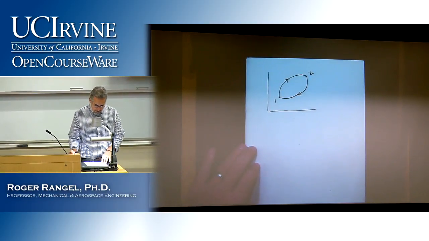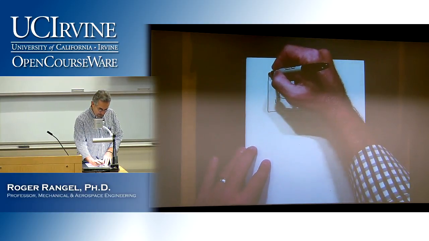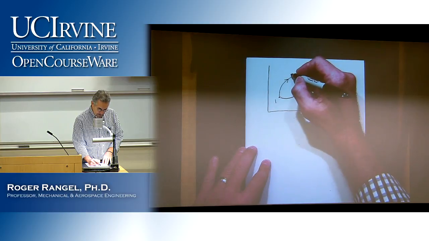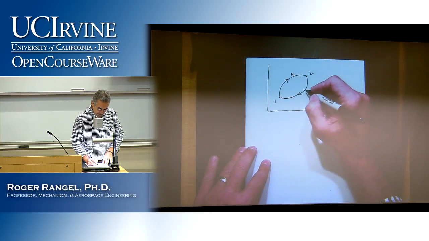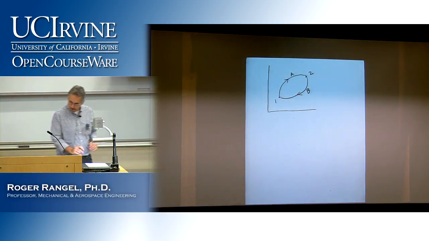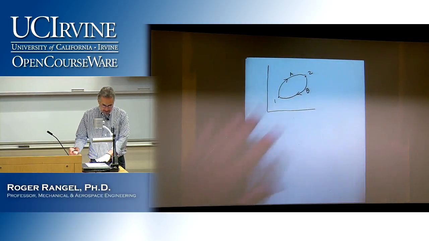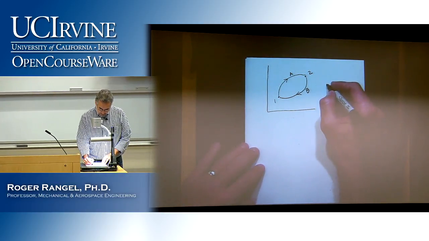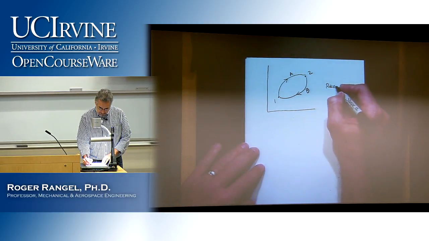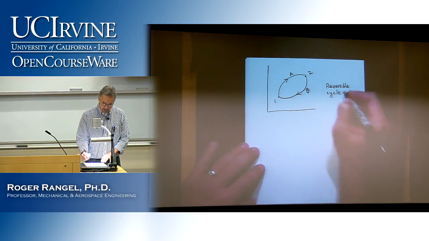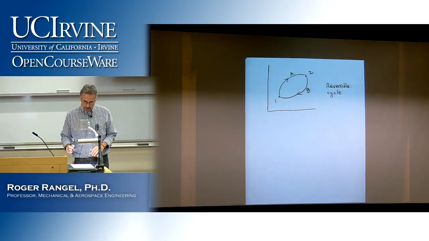To begin with, let me label this path. This is path A, and this is path B. I'm going to say first that this is a reversible cycle. So pretend that this is a reversible cycle, which means it's ideal.